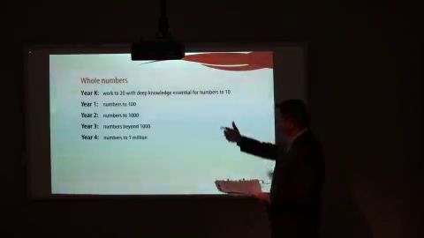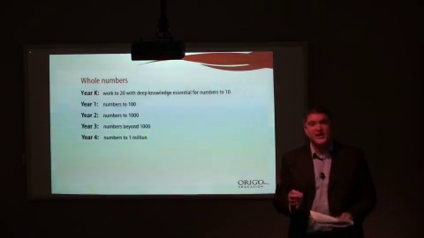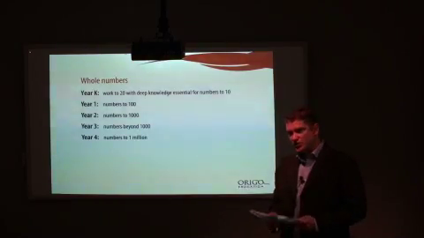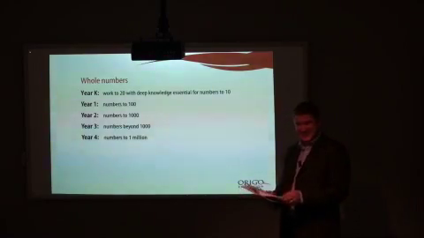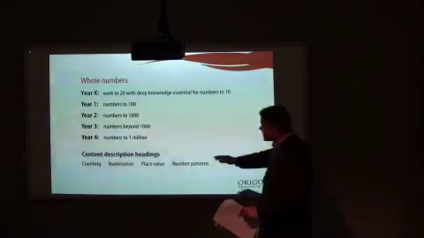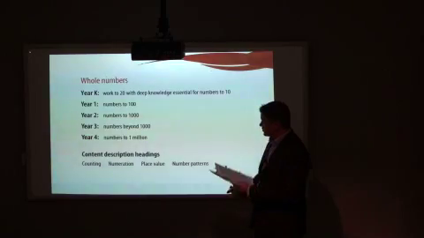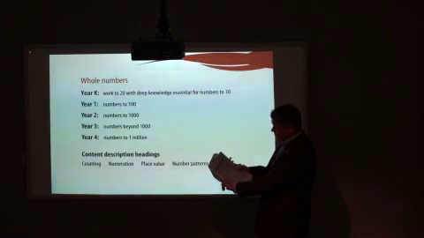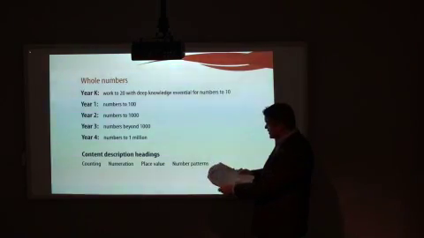Year 3 consolidates numbers to 1,000 and goes beyond 1,000. And we'd really need to do that, wouldn't we, in order to start getting kids from 1,000 to 1,000,000 in grade 4. Am I scaring some of you? In principle, I think they're great ideas. They're good changes. It's just that I think there are some inconsistencies here. And whole number appears in 4 different content description headings. So if you looked at grade 2 or 3, you'll see whole number under counting, under numeration, under place value, and under number patterns.